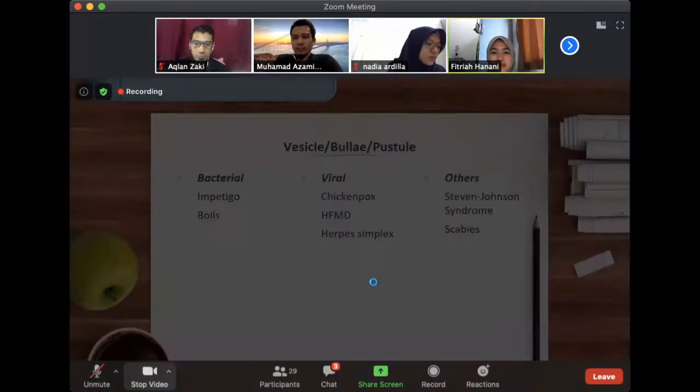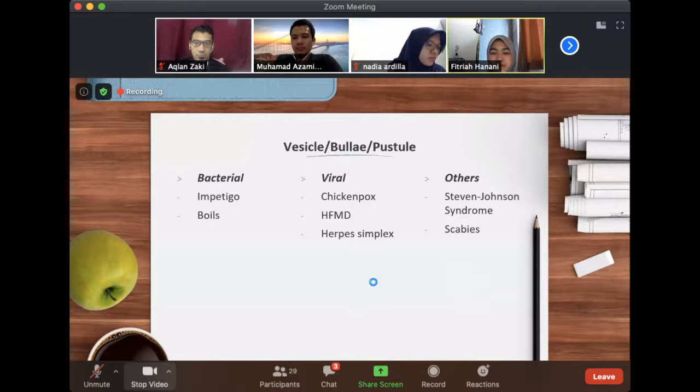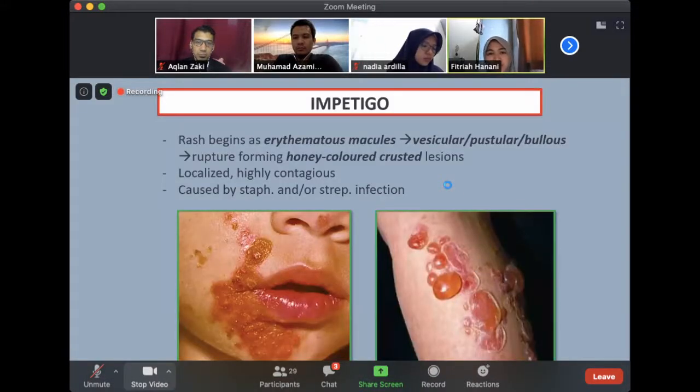So next we go to vesicle, bullae, and also pustules, which are the fluid-filled rashes. I also divide them into bacterial causes, viral causes, and other causes. The first one is impetigo, which is caused by bacterial infection, usually by Staphylococcus aureus and or Streptococcus infection, can be both. The rash begins as an erythematous macule and proceeds to vesicular, pustular, or bullous, and then it ruptures to form honey-colored crusted lesions.